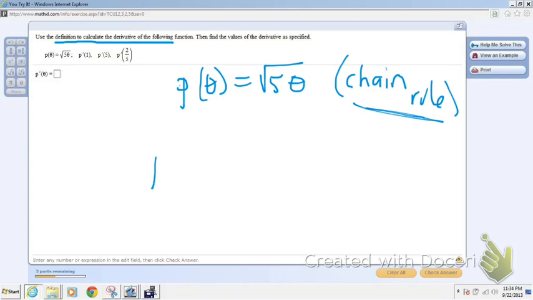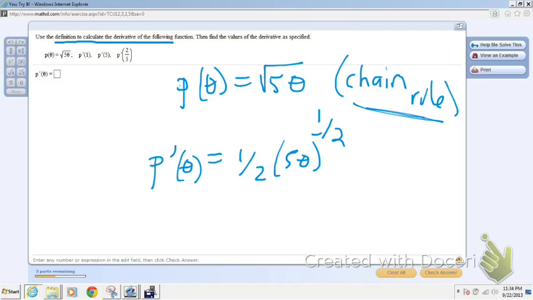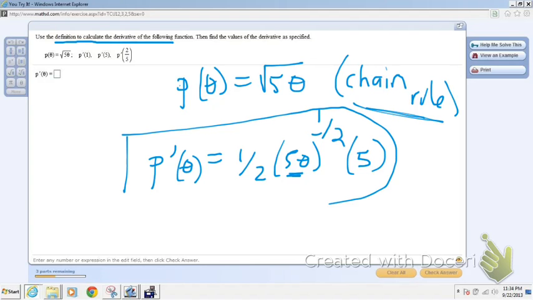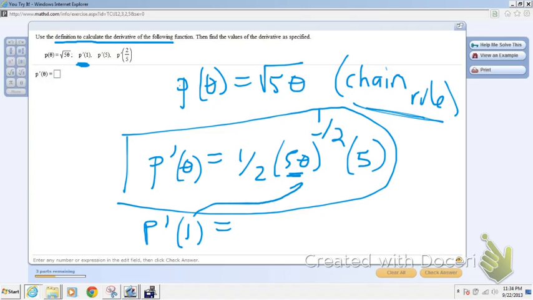of the chapter. So p prime of theta is equal to 1/2 times 5 theta to the negative 1/2, and then chain rule says to multiply times the derivative of that inner function, which is 5. Alright, so we have the derivative, and we would type that in. And then it's eventually going to ask us, and for time's sake I'm just going to skip to the next part, it's going to ask us to evaluate that at 1, so p prime of 1 is just, we're going to store 1 in for theta.